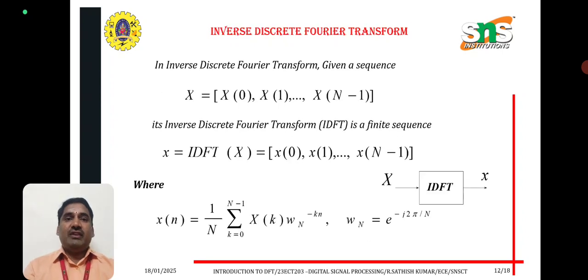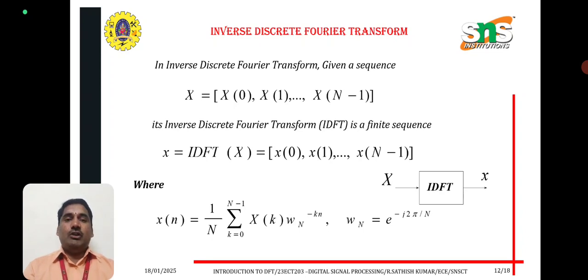The inverse DFT. Given the Fourier transform sequence capital X of k, x of n is equal to the IDFT of capital X, giving x of 0 to x of n minus 1. When we give the capital X of k to the IDFT, it produces the output x of n. Capital X represents the frequency domain converted into the time domain.